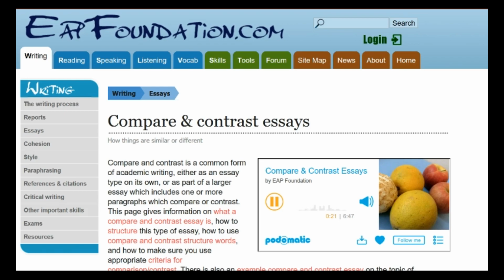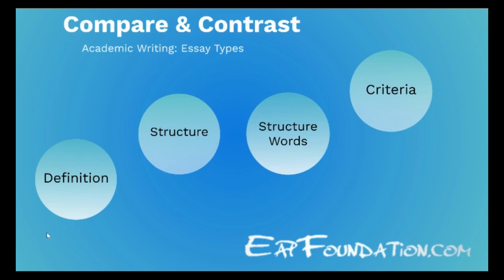This podcast gives information on what a compare and contrast essay is, how to structure this type of essay, how to use compare and contrast structure words, and how to make sure you use appropriate criteria for comparison and contrast. On the website there is also an example compare and contrast essay on the topic of communication technology, as well as some exercises to help you practice this area.